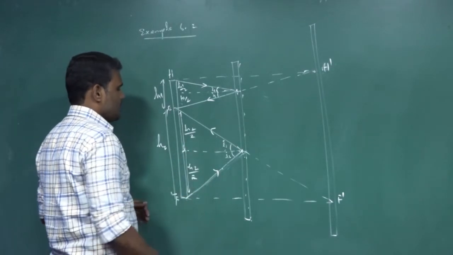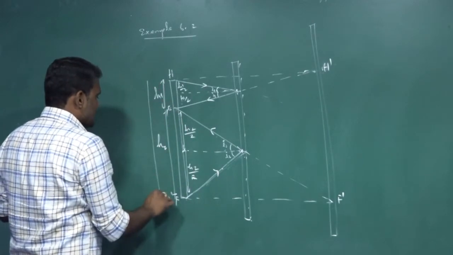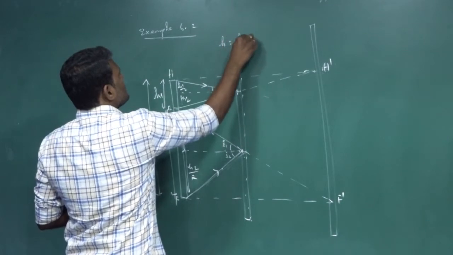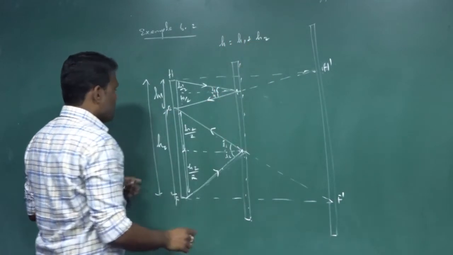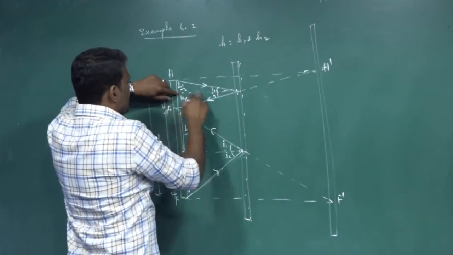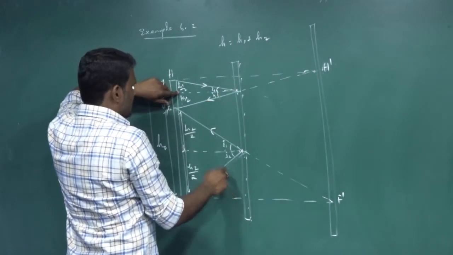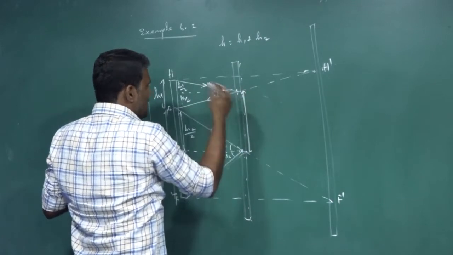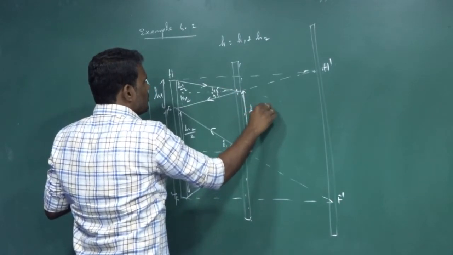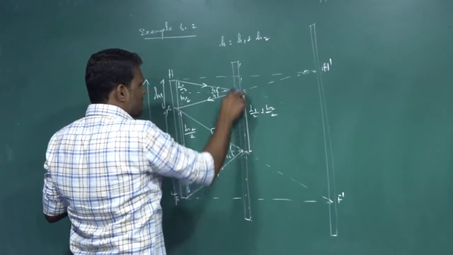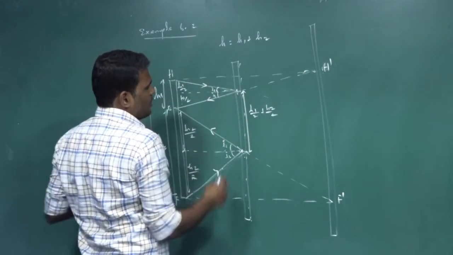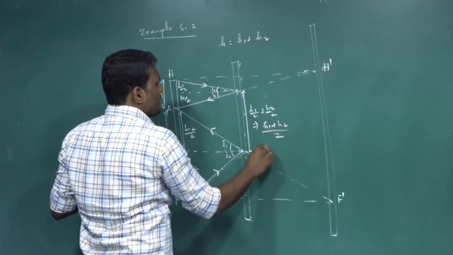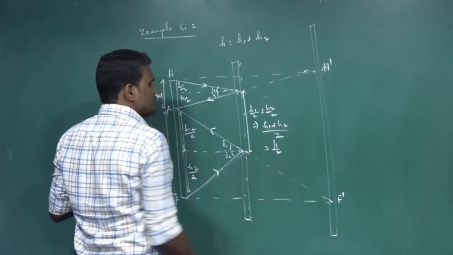What is the total height of the person? It is the sum of h1 and h2. So total height of the person h equals h1 plus h2. Now, you can see the perpendiculars drawn on the plane mirrors are at a separation h1 by 2 plus h2 by 2. This is the separation between the two perpendiculars drawn on the plane mirror. When you sum up, you will have h1 plus h2 divided by 2. This is equal to h by 2 itself.